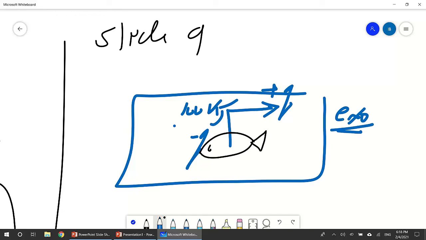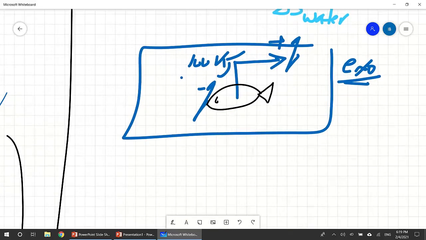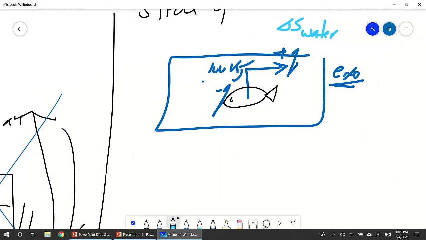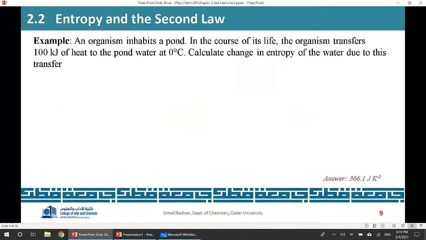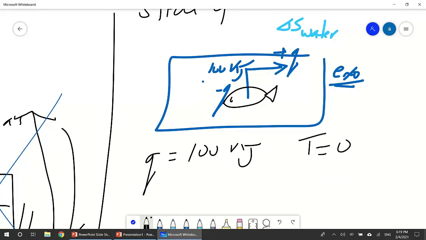But in the question, he's asking about calculating delta S for the water. Because we are extracting heat from the fish to the water, the heat will be minus Q for the fish, plus Q for the water. That means the temperature of the water will increase, and therefore the entropy of the water will increase. And we're going to prove this mathematically. So we have a Q here, equal to 100 kilojoule. And this is happening at a temperature equal to 0 Celsius.